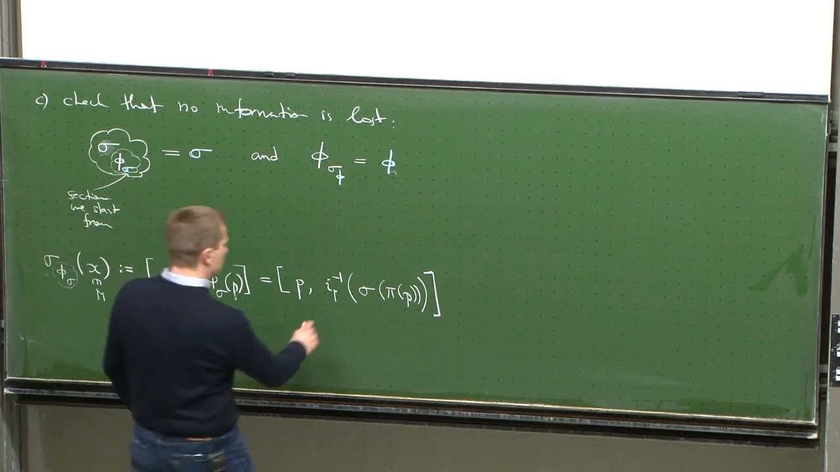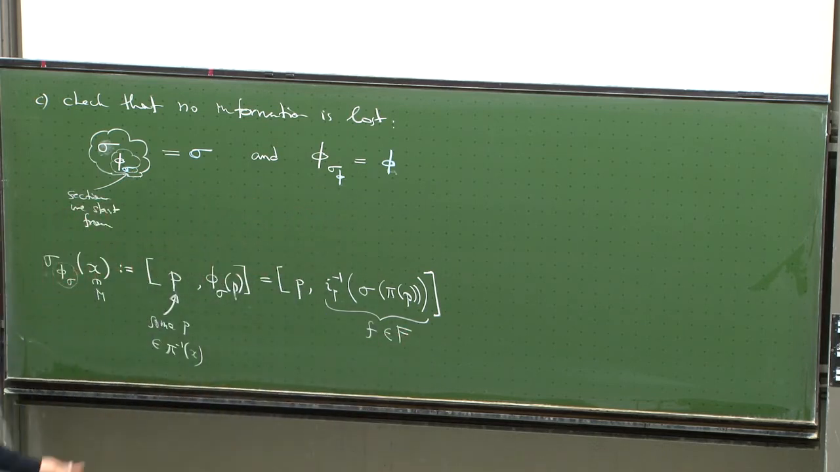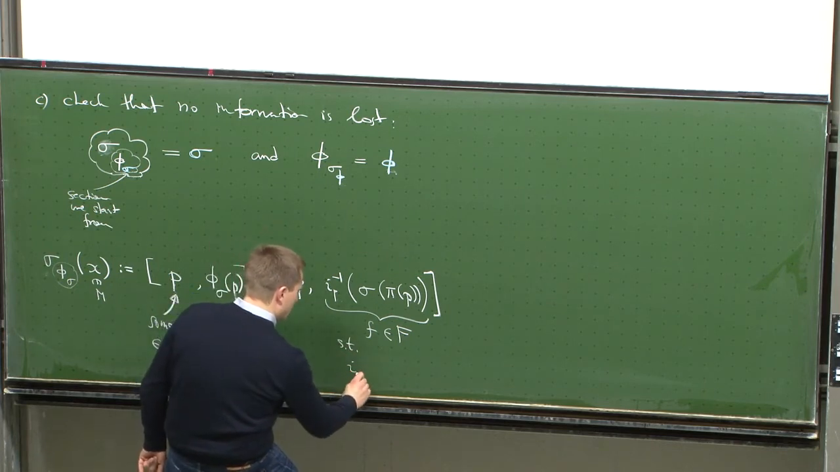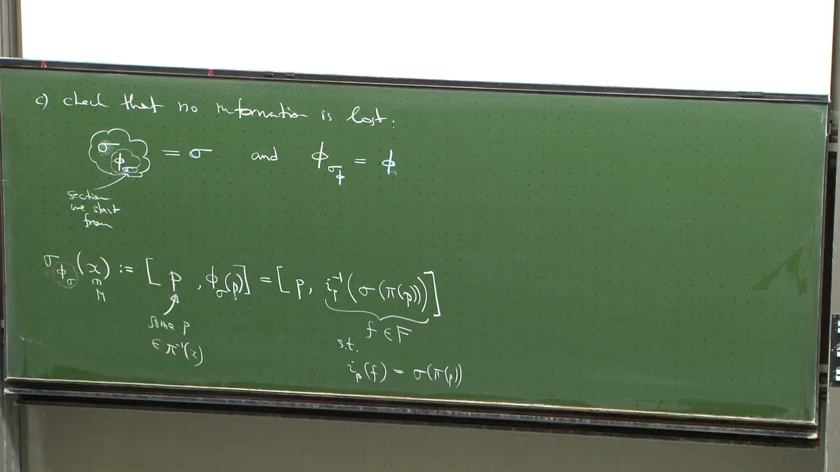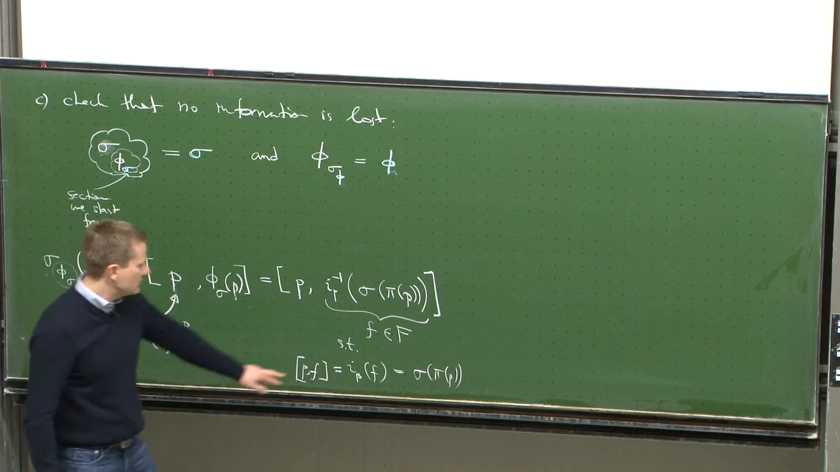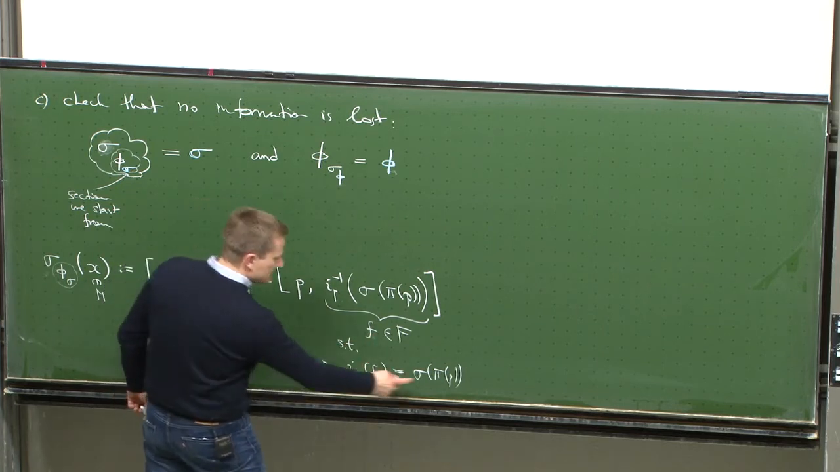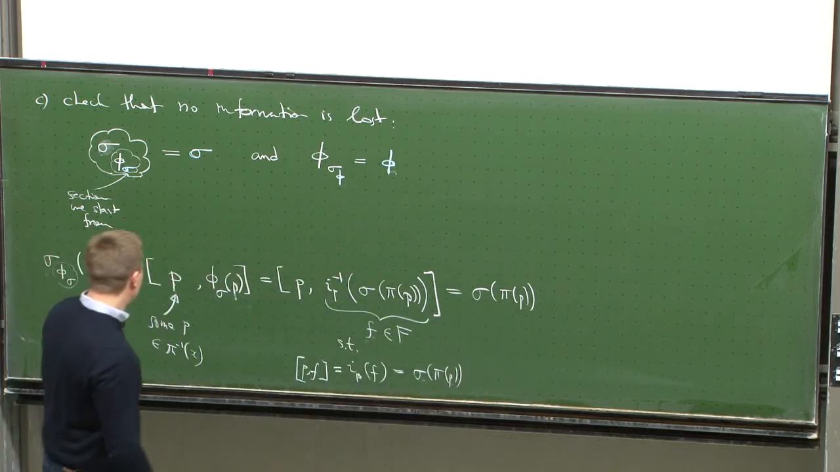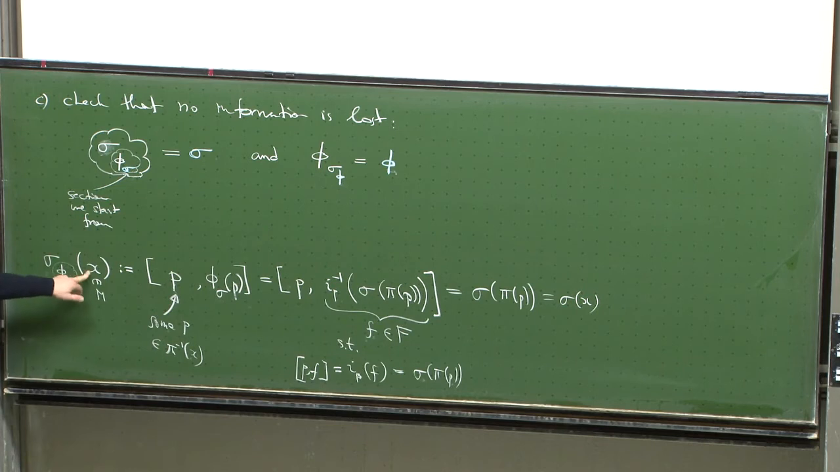Now, what kind of object is this? This here is an F in the fiber F, because IP inverse goes back to the fiber F, such that IP of F is exactly sigma of pi of p. That's not such a secret, it's just the definition. IP of F was the bracket of p and F by definition of IP. So this is an F such that the bracket of p and F is sigma of pi of p. But p was somewhere in the fiber over x, so this is sigma of x. For every x in M, we recover sigma of x.